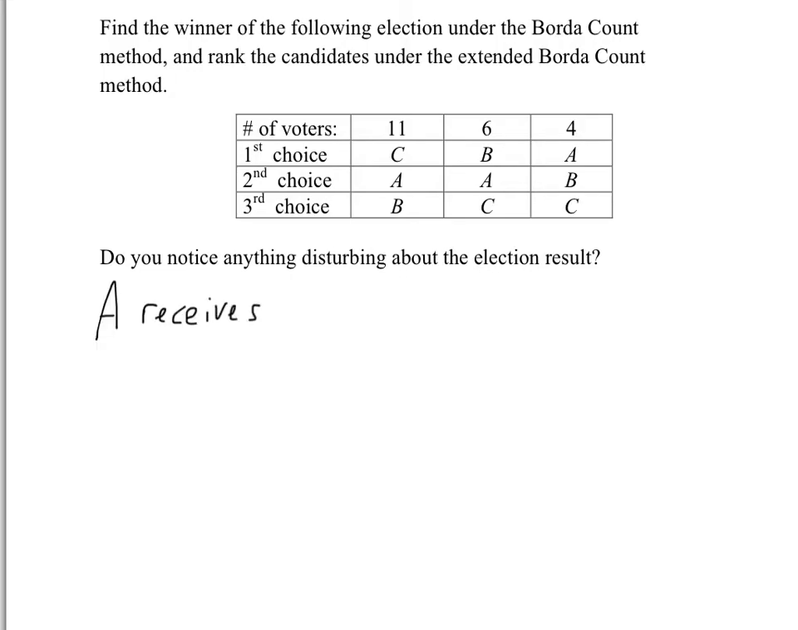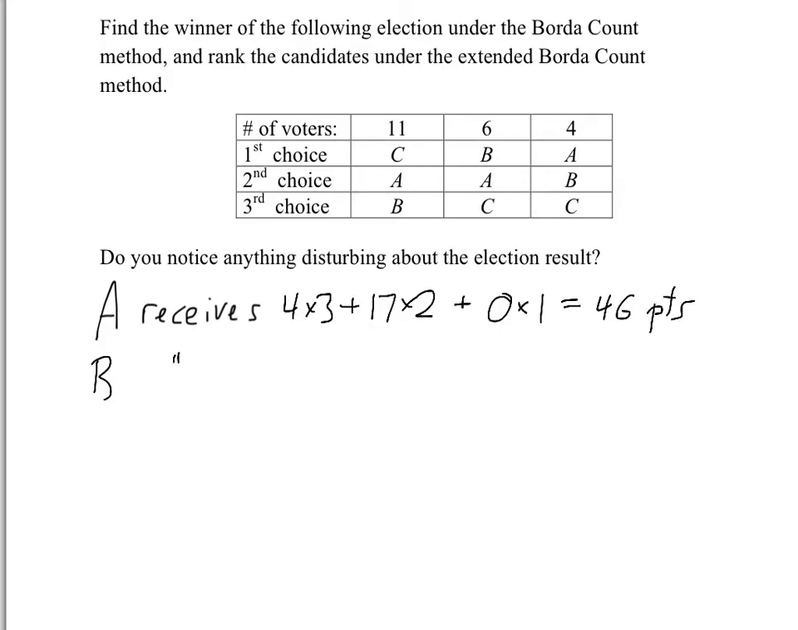A receives 4 first choice votes, worth 3 points each, plus 17 second choice votes worth 2 points each, plus, once again, 0 third choice votes, which would have been worth 1 point each. Okay, that's going to be a total of 12 plus 34 equals 46 points.